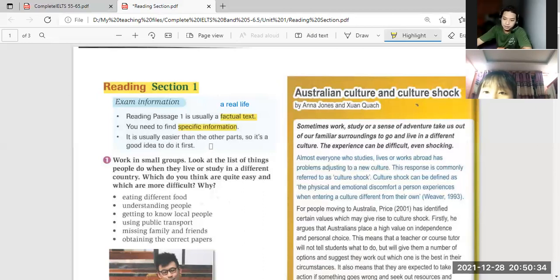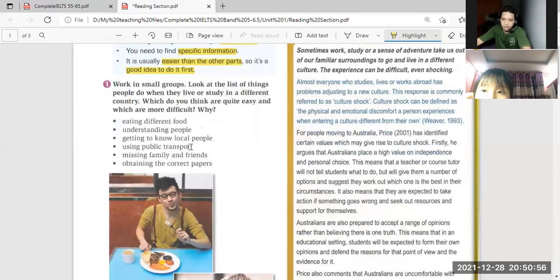It is usually easier than the other parts. So you need to remember reading section 1 is usually easier than the other parts. So it's a good idea to do it first. Okay, Tui? When you find reading section 1, it is usually easier than the other parts, so it's a good idea to do it first. Now, work in small groups, okay, because you're the only one here tonight.